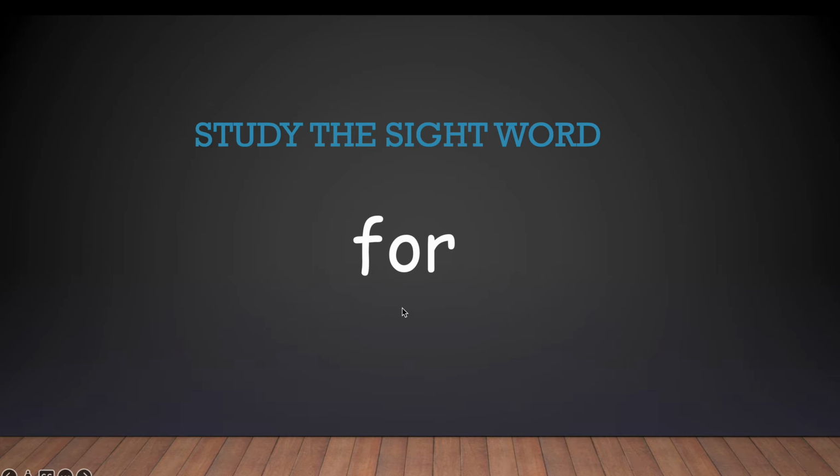Our last word we're going to study today is the sight word for. Let's spell it. F-O-R. Let's count the letters. 1, 2, 3. I see one vowel in the middle, O, and then an F-R, 2 consonants. Let's clap the syllables. Ready? For. This is not like the number 4.